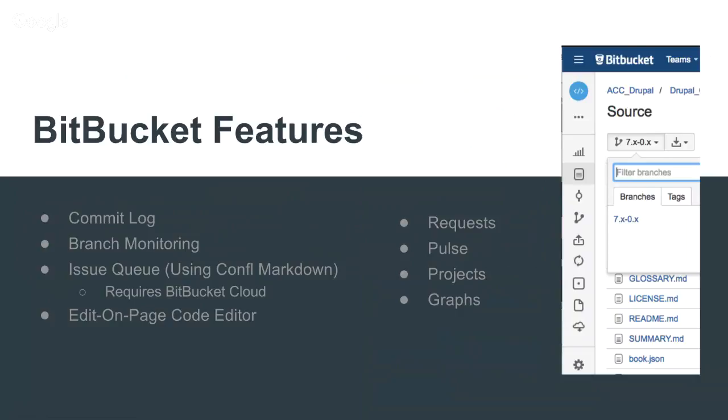They're very similar though. Edit on page code editor, just like GitHub. GitHub had the edit on page code editor when Bitbucket didn't. And then I'll throw it out and say that Bitbucket had SourceTree when GitHub didn't have their version, GitHub Desktop. So it goes back and forth.